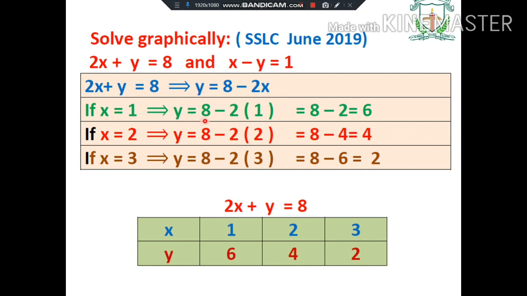y is equal to 8 minus 2x. 8 minus 2 into x is 1, write 1 inside the bracket. So that is 8 as it is. 2 ones are 2. So 8 minus 2 is 6. Dear children, we got the first value. If x is equal to 1, y is equal to 6.